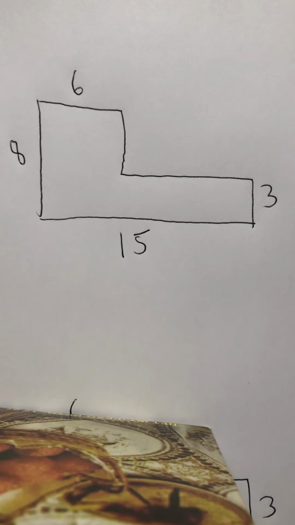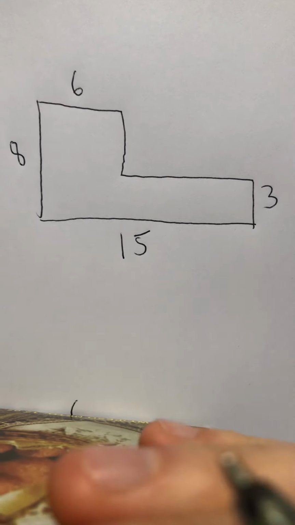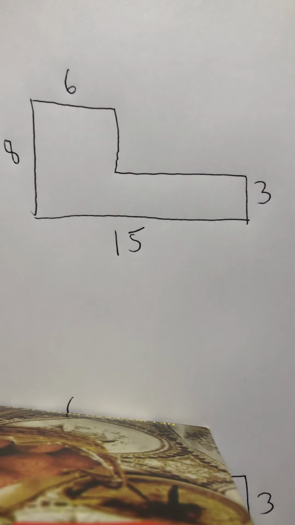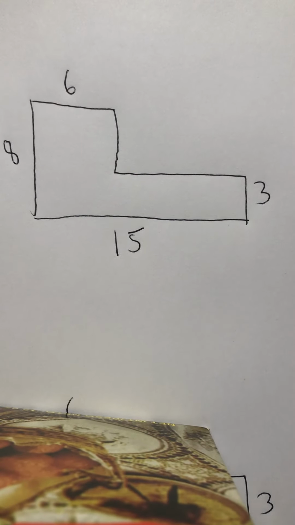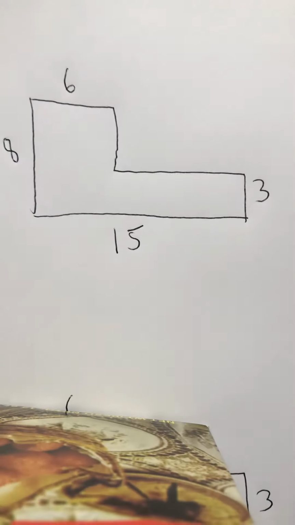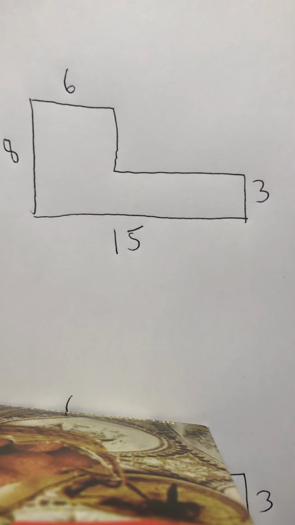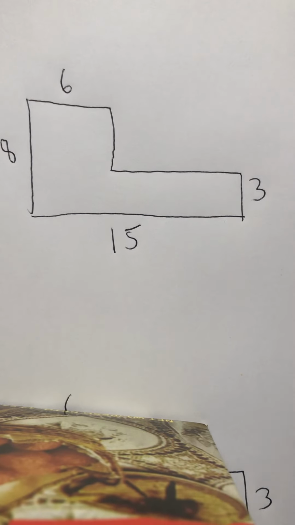Okay, so there are two ways that you could solve the area of this shape here. The first thing is I see that I can divide this shape into two rectangles. Because I have two rectangles, I know that I can use length times width or base times height, same thing. So let's first start by cutting it this way.